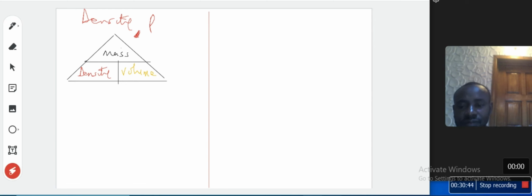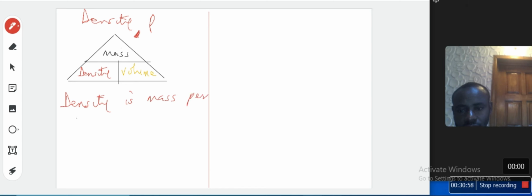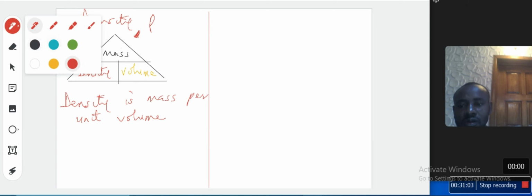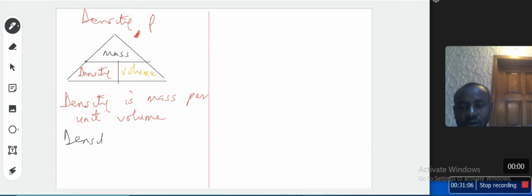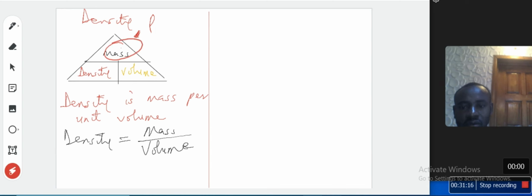So what will mass be? If density is mass over volume, what would mass be? You can say density is equal to mass per unit volume. Mathematically, density is mass over volume. So what will mass be? Density times volume, because both of them are on the same side.